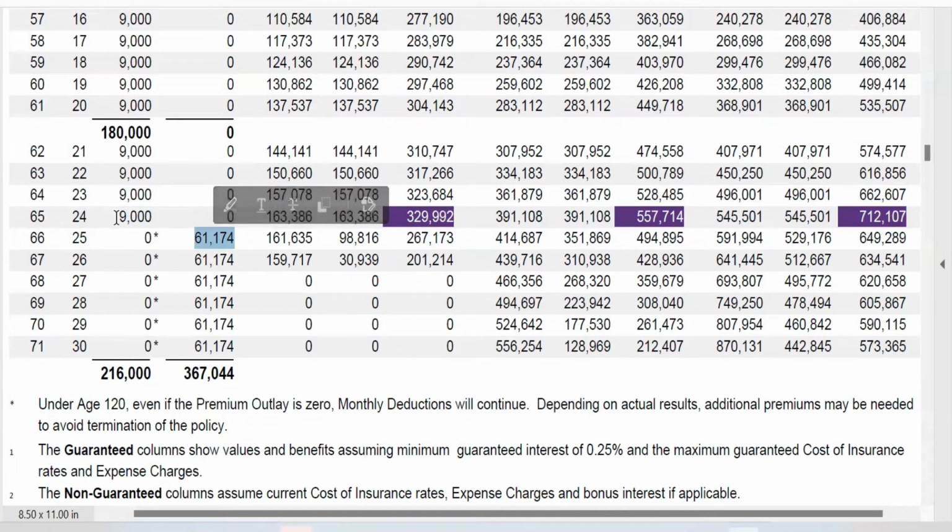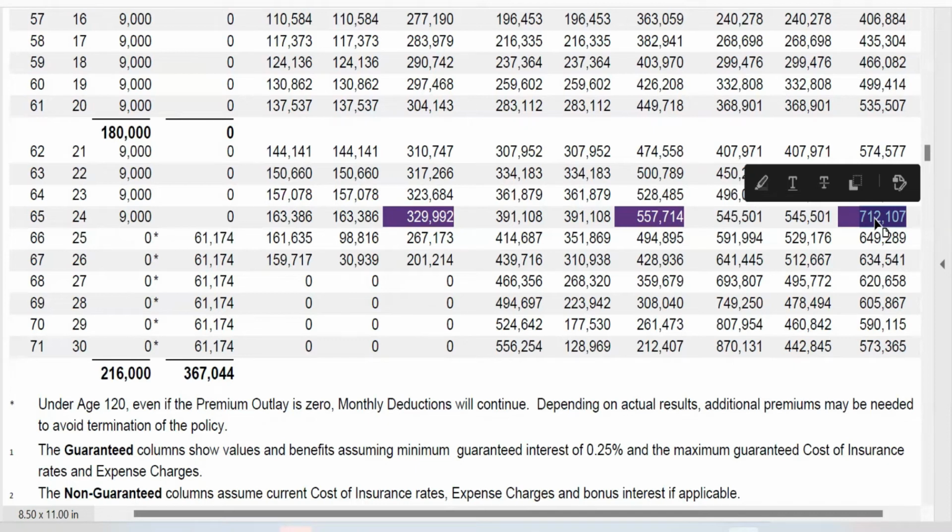Now at age 65, let's look at some numbers. At age 65, he has $545,000 in his account value. And he has $545,000 that he can also pull out, withdraw, or take a loan from if he wants to. And if not, if he doesn't take a loan, he doesn't withdraw, and he passes away, his family gets to go home with $712,000 tax-free.